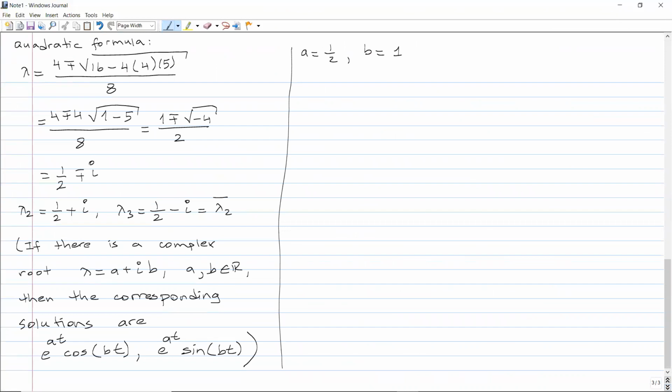Now for the complex root, we have the solutions, the second one, e to the power 1/2 times t. So e to the power t over 2 times cosine of 1 times t. So cosine t. And the third solution, again, the number is 1/2, so e to the power t over 2. And now I take sine of t.